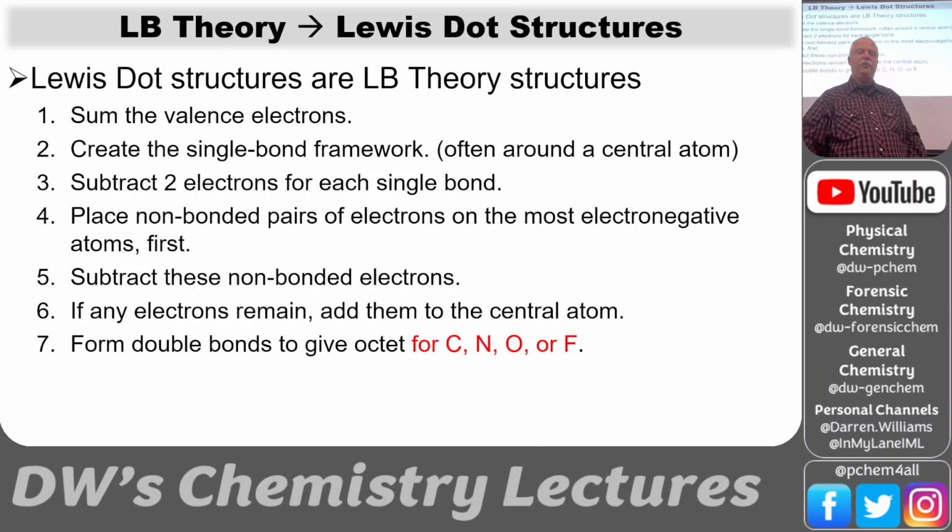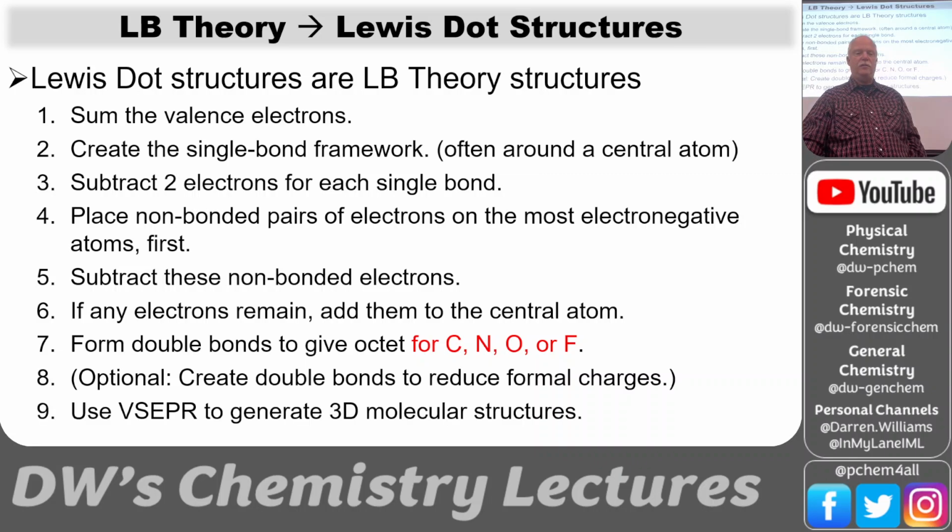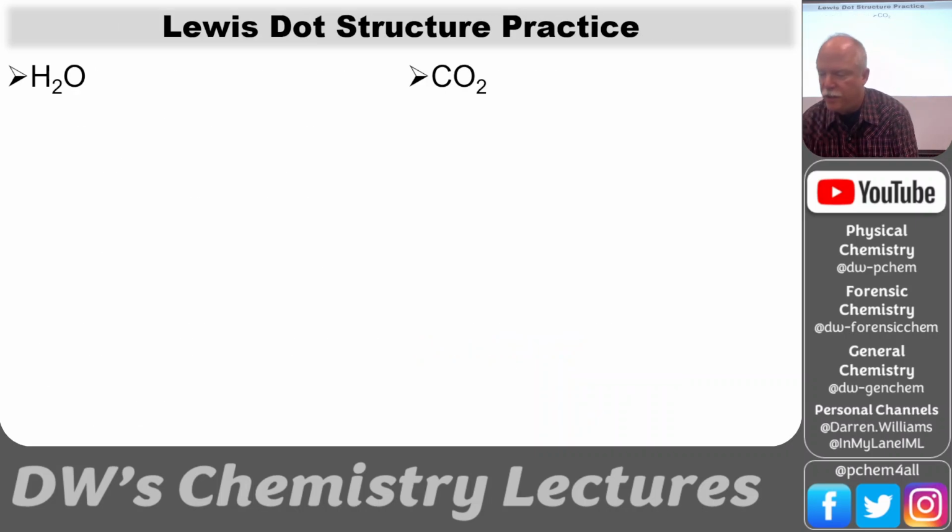Okay, and then you form double bonds on carbon, nitrogen, oxygen, or fluorine. Not really fluorine, but carbon, oxygen, and nitrogen to get that octet rule satisfied. So it's the double bonds. It's the octet rule that's driving the double bonding in local bond theory. Okay, so let's do this for a couple of molecules. This is super easy review.